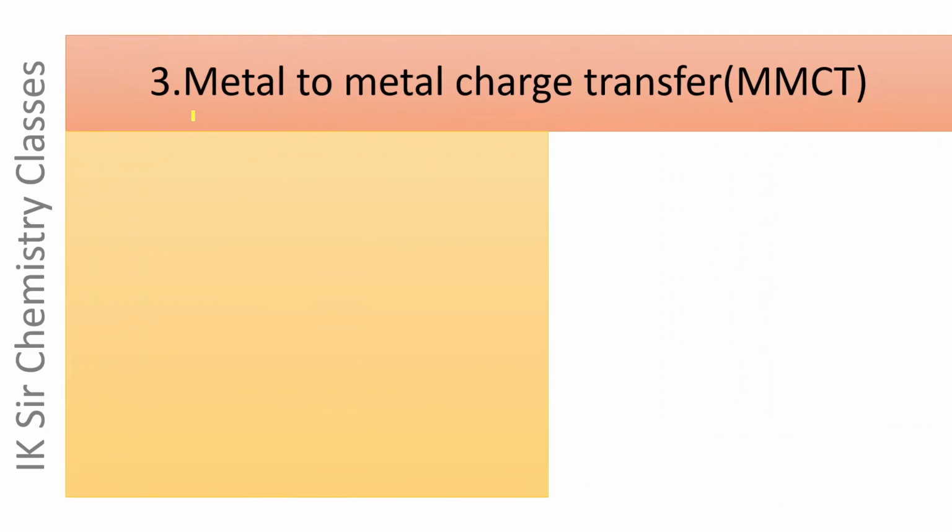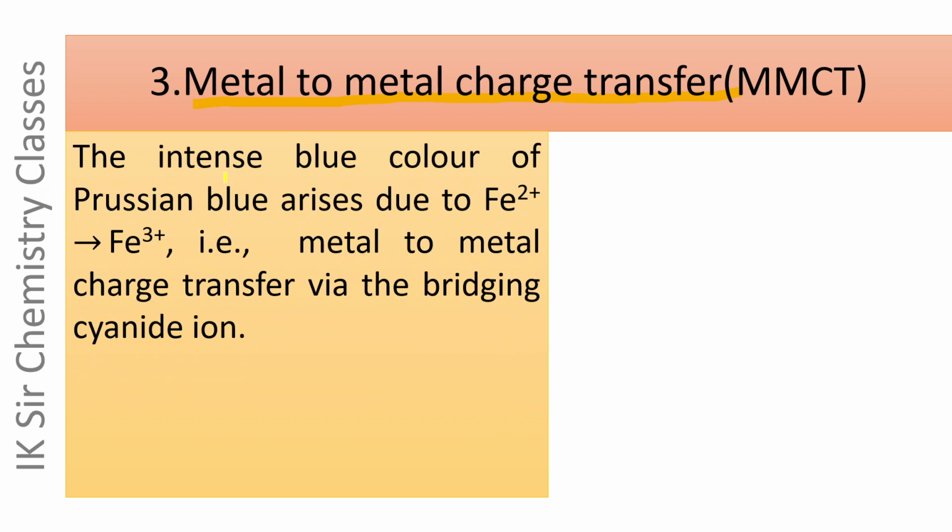And now the third type of charge transfer transition is metal to metal charge transfer, MMCT. The intense blue color of Prussian blue. The name is itself indicating that its color should be blue. The intense blue color of Prussian blue arises due to Fe2+ to Fe3+, that is metal to metal charge transfer via the bridging cyanide ion.